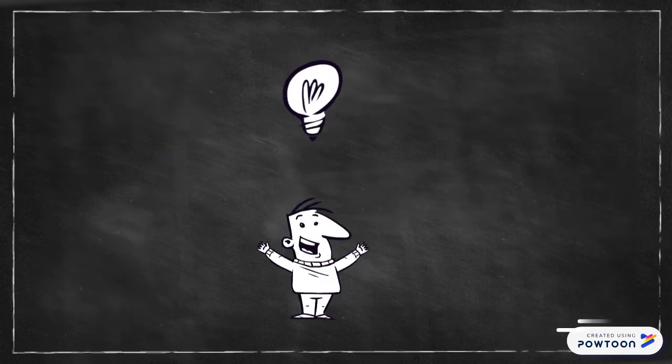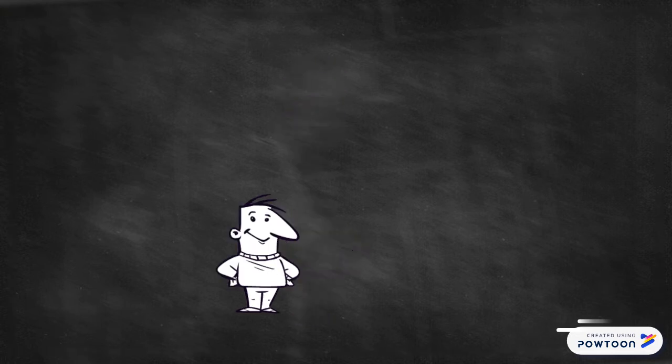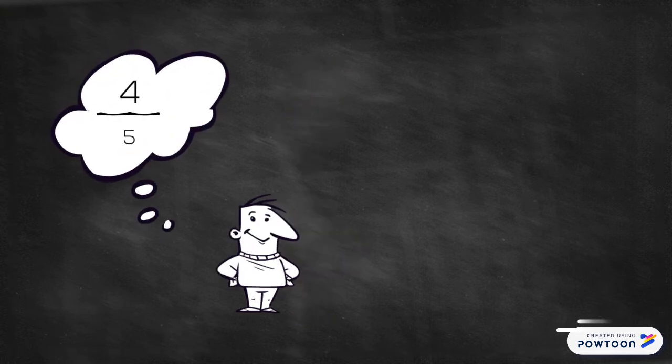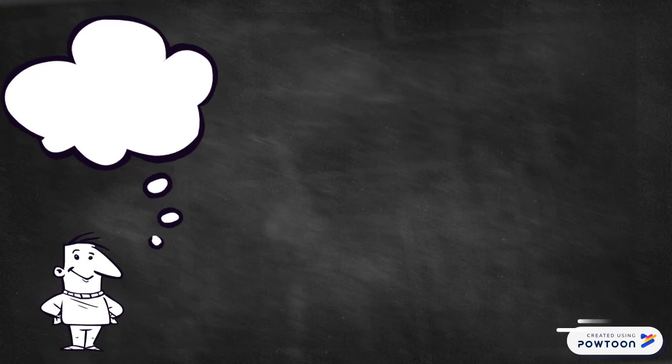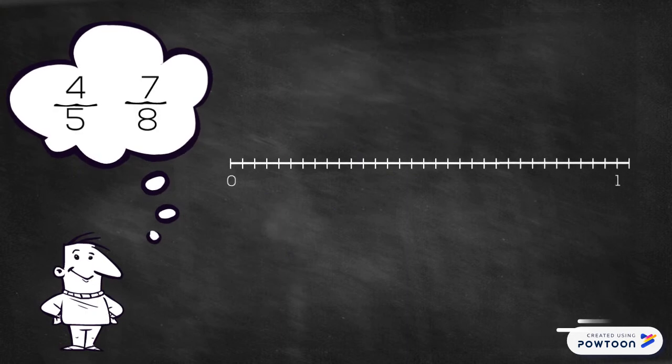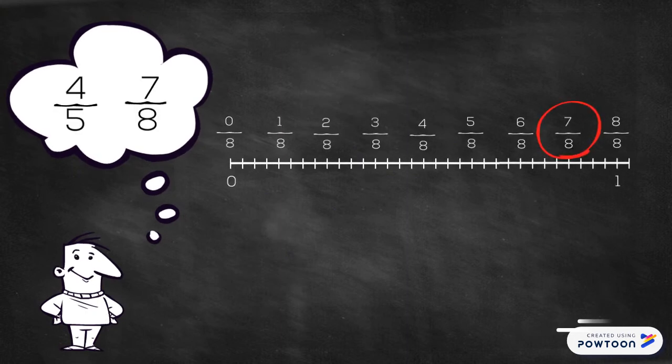Another useful strategy we can use is residual thinking. Let's use the strategies we have just learned about to compare 4/5 and 7/8 and see which fraction is bigger. Let's look at our number line. On the top section, we have divided our whole into eighths. Using benchmarking, you can see that 7/8 is very close to 1.